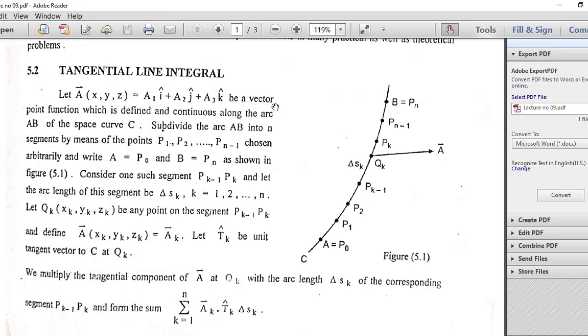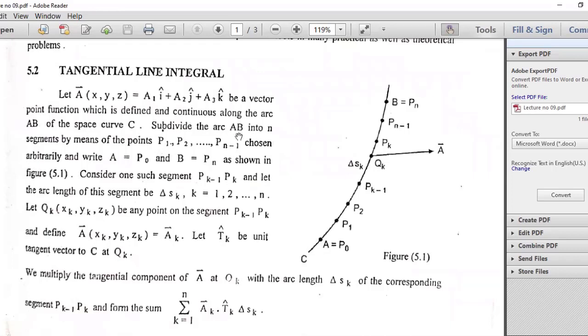Students, you know this terminology, vector point function. I explained this vector point function in the previous lecture, which is defined and continuous along the arc AB of the space curve C. Students, this vector point function A is defined continuously along the arc AB. Students, this point is A and this point is B. We'll call the arc by the name of C.